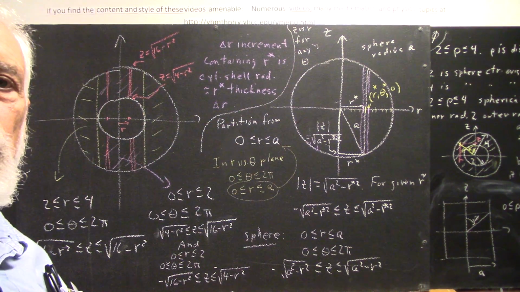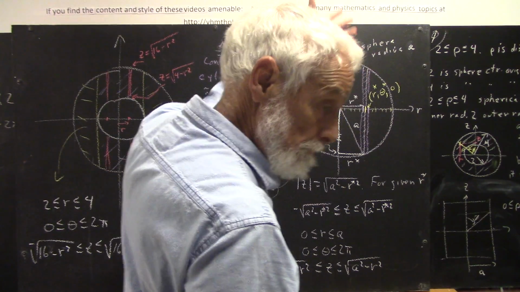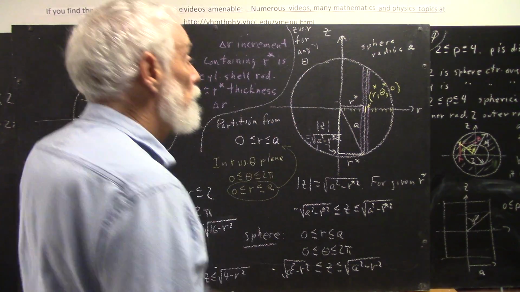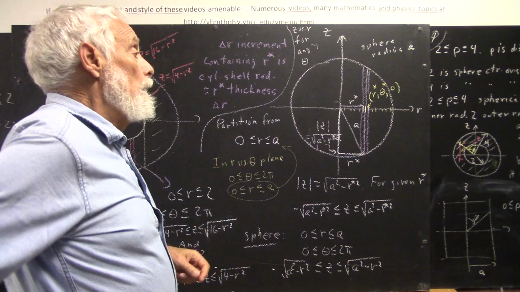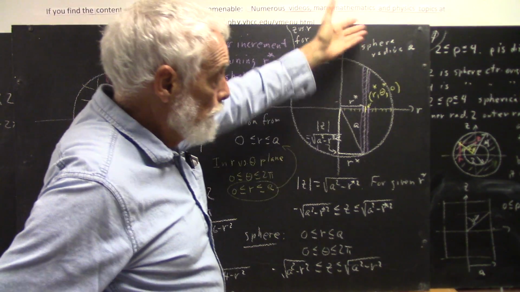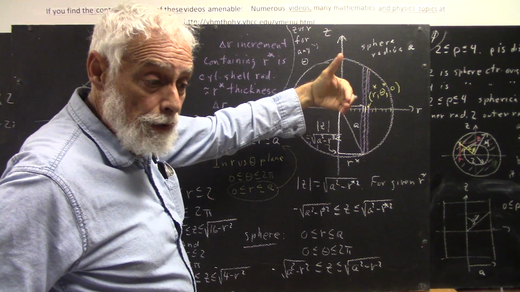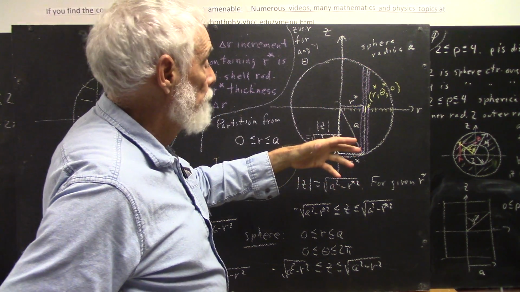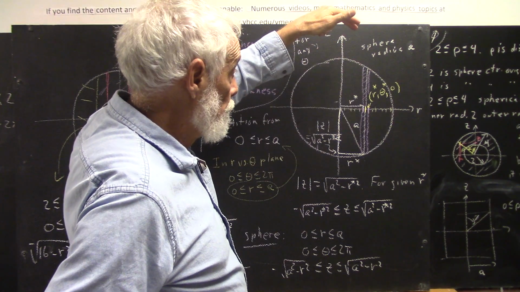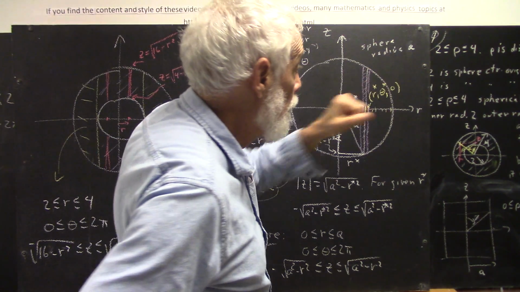Now we want to describe a sphere of radius A, centered at the origin. That sphere, we've already seen, could be represented by rho equals A in spherical coordinates. What if we wanted to represent the sphere in cylindrical coordinates?